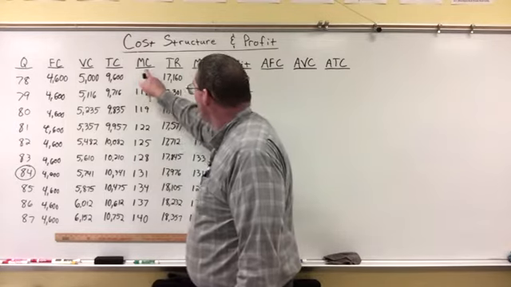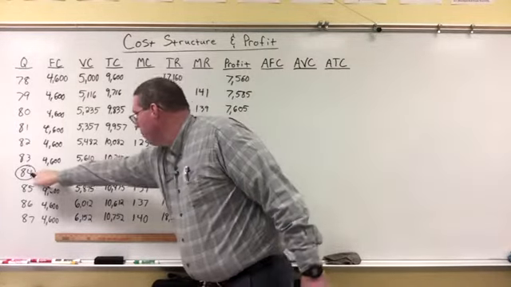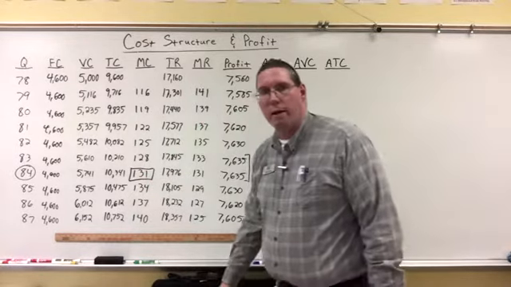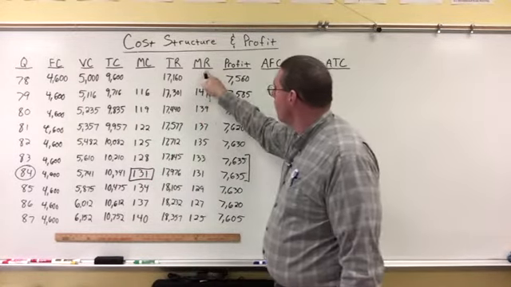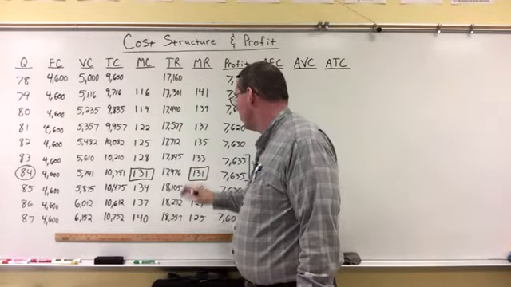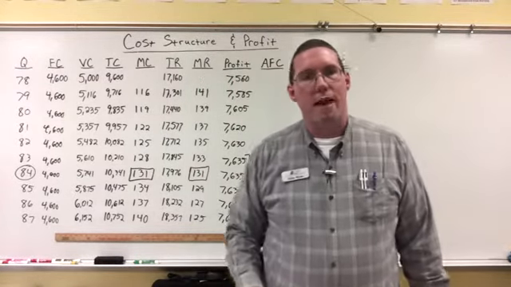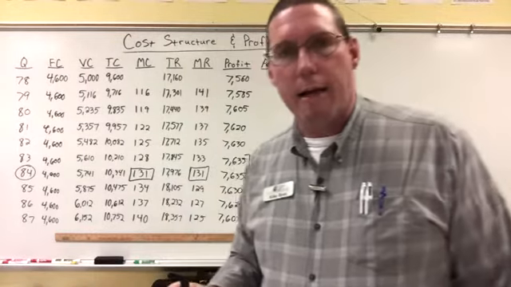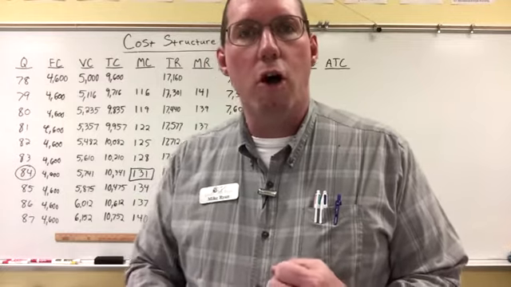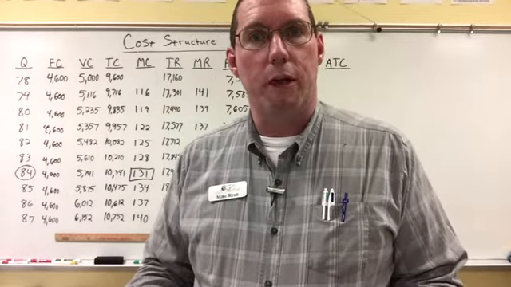Look at the marginal cost at 84. What is the marginal cost at 84? Well, the marginal cost is 131. What is the marginal revenue at 84 units? Also 131. And so what's happened here is we have decided to produce a quantity where marginal revenue and marginal cost are equal to each other.